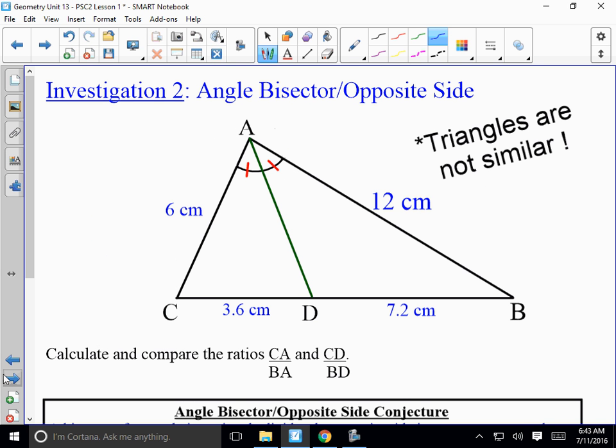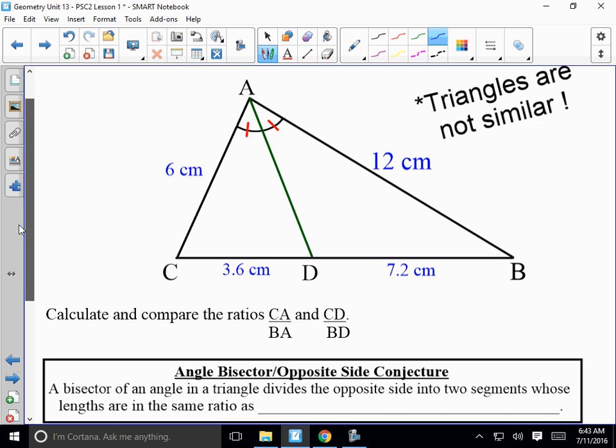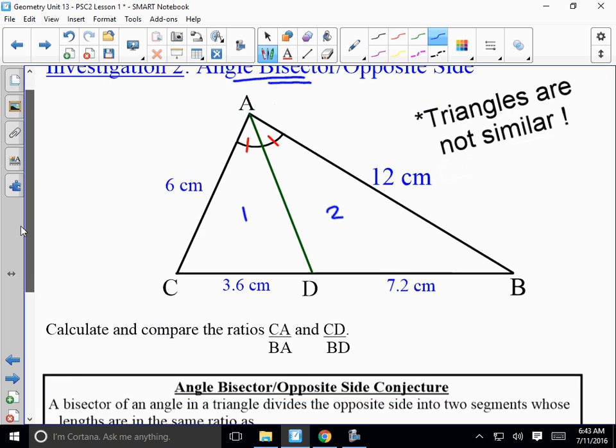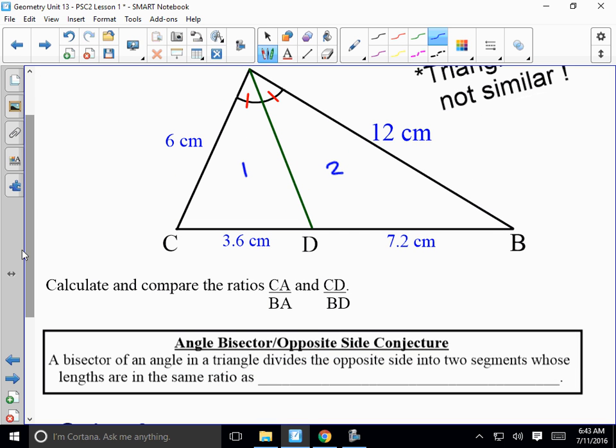Okay, now, how about using angle bisectors in opposite sides? This is an important advantage. Now, notice the triangles that we're working with, triangle 1, triangle 2, are not similar triangles. This is a very special investigation. It's a conjecture about the angle bisector and the opposite side lengths.